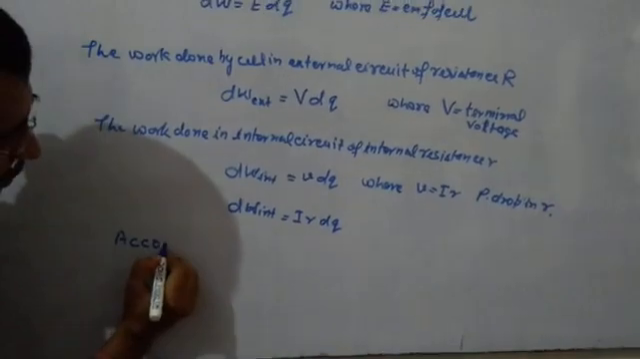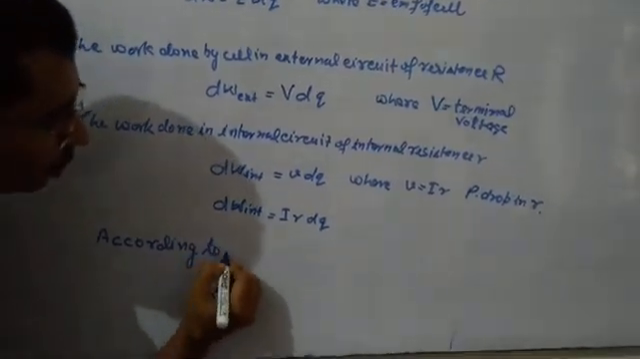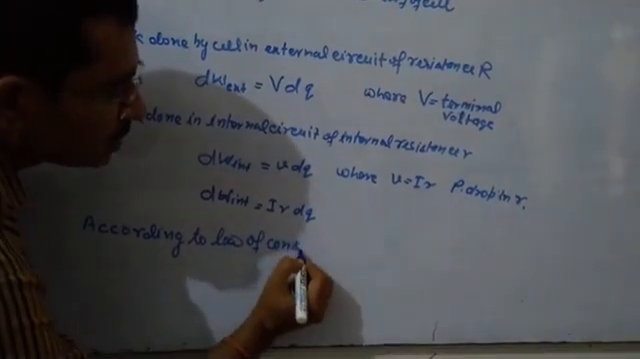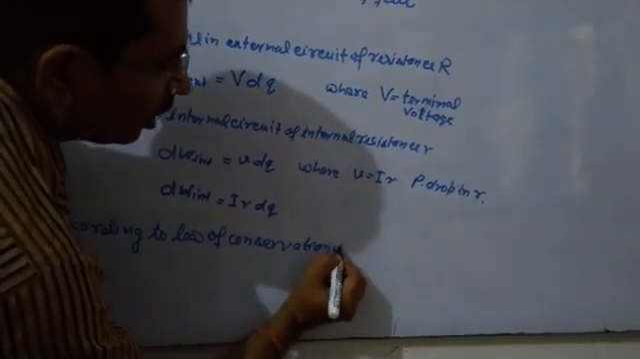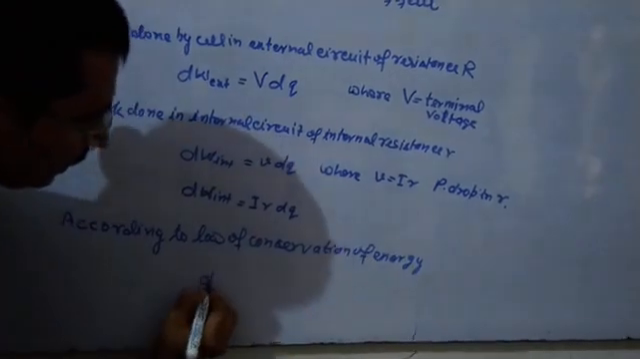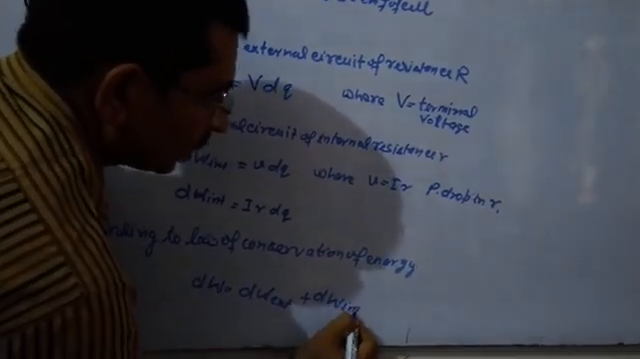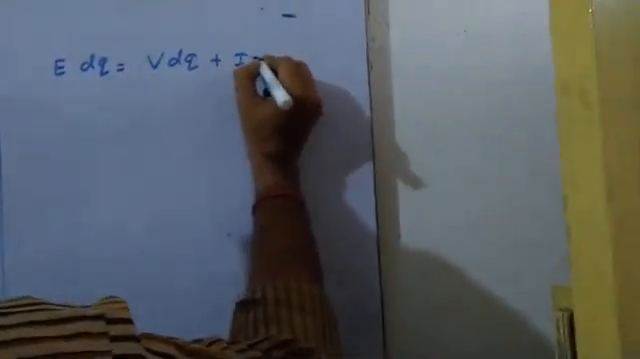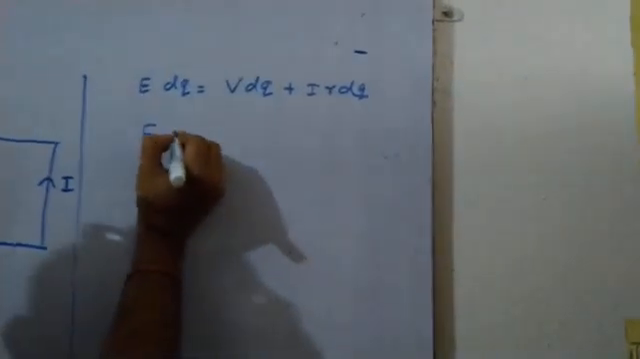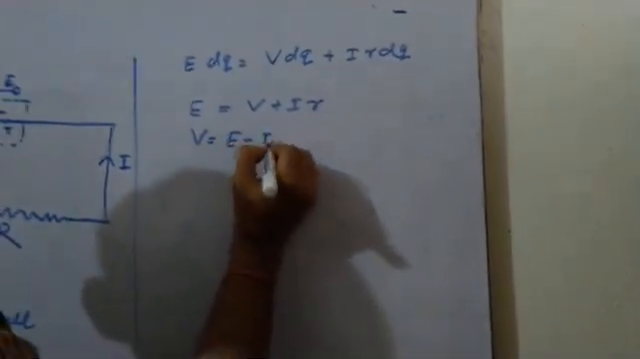According to the law of conservation of energy, dW equal to dW external plus dW internal. dW E dq equal to V dq plus Ir dq, or E equal to V plus Ir, or V equal to E minus Ir.